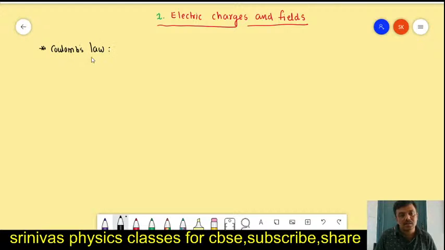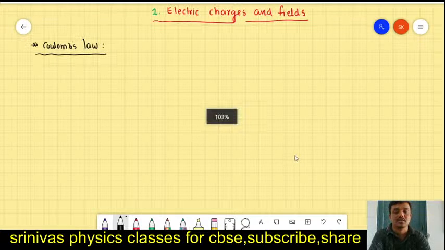Is the writing clear, or is there any need to increase the size? If there is any problem, you can write in the chat box.